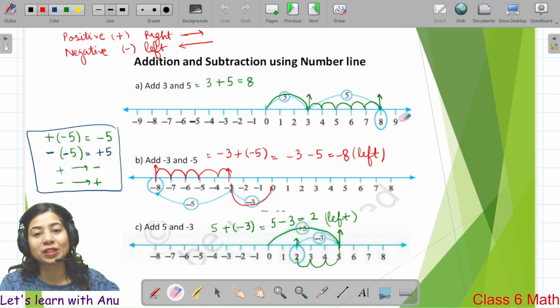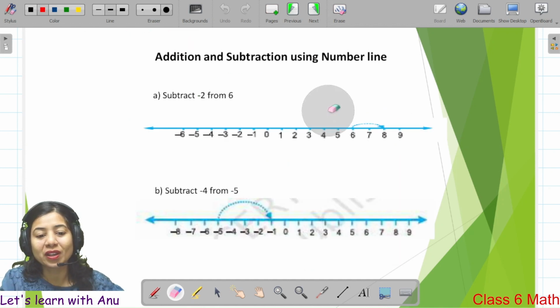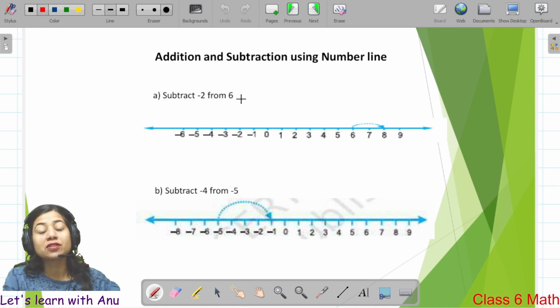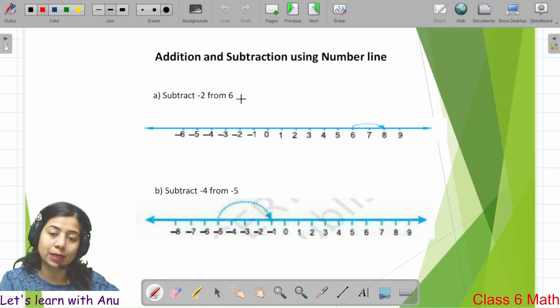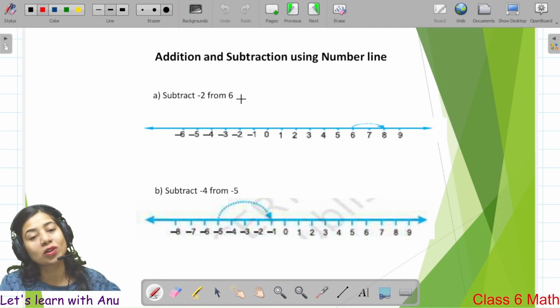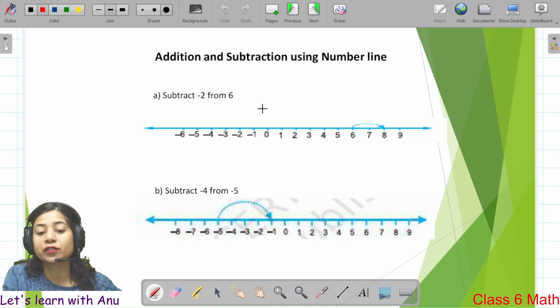Now we are going to do subtraction of integers as well. So A part is subtract minus 2 from 6. Actually, class, the rules applicable are same, whether it's addition of integers or subtraction using number line. So first I'm going to change the statement into the numeric form.